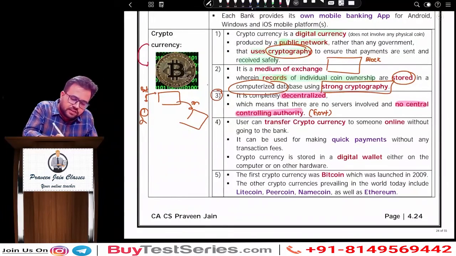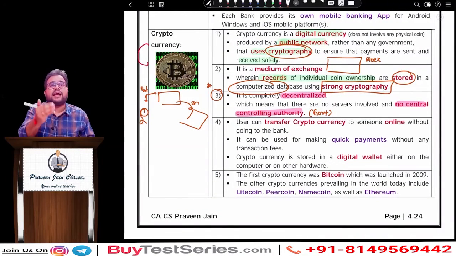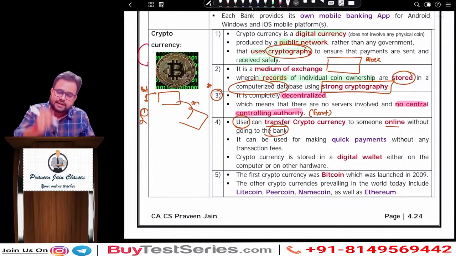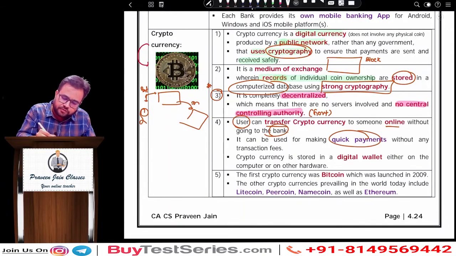So because of this reason only, है ना, RBI has banned it, sir. 2008 में, if I'm not wrong, they have banned it, sir. We'll talk about that, sir. A user can transfer cryptocurrency to someone online without going to the bank. Obviously it is a direct transfer, so quick payments it will be.